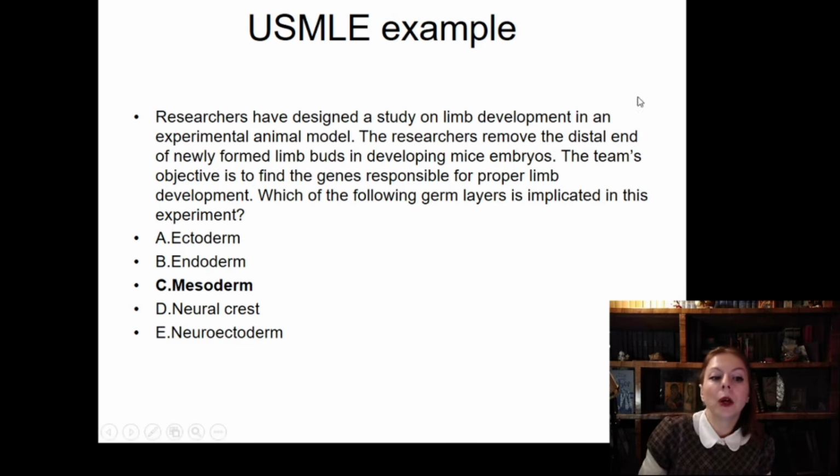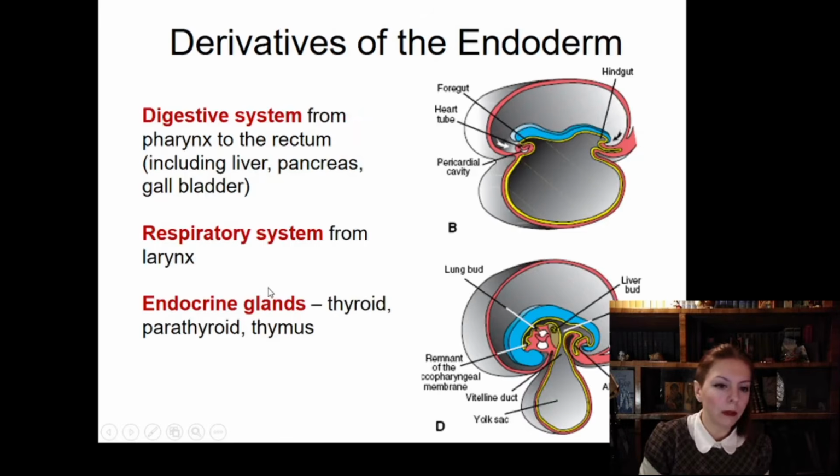Okay, and here is a USMLE example, which says that some researchers decided to investigate limb development, and asks which of the following germ layers is implicated in this experiment. So which of those layers is responsible for the limb formation? And as you know, mesoderm has sclerotome and myotome, and limbs are predominantly made up of skeletal tissue and muscle tissue. So among the others, you choose the mesoderm in this case.